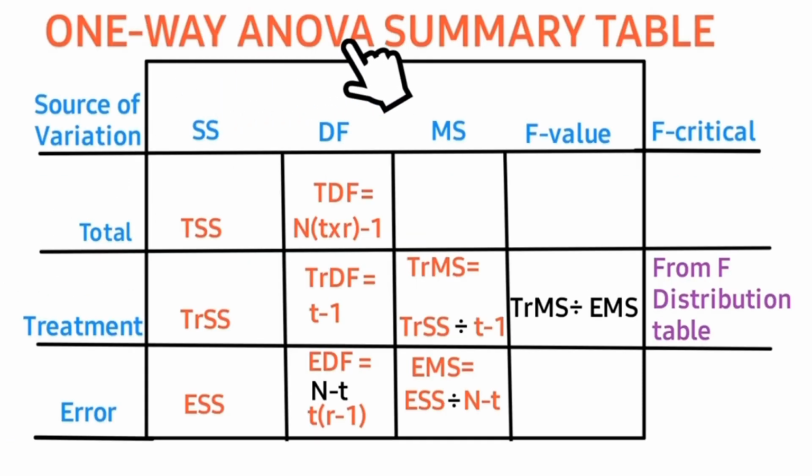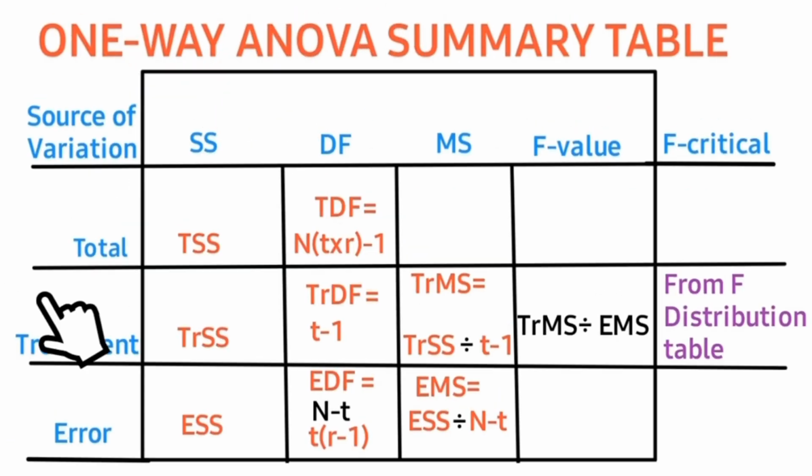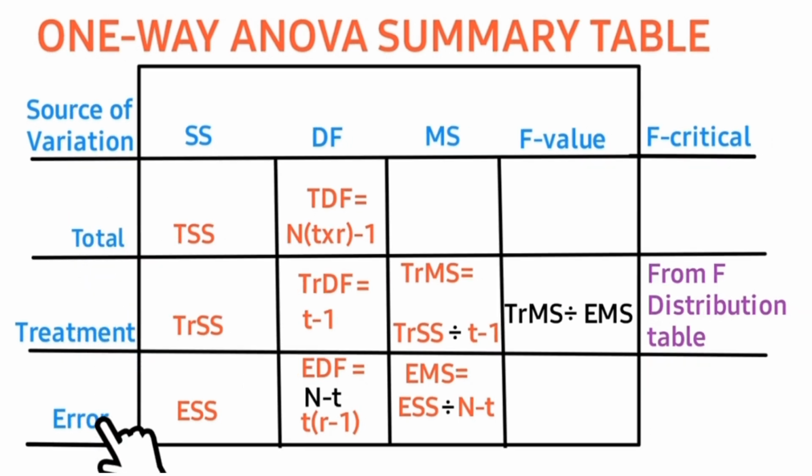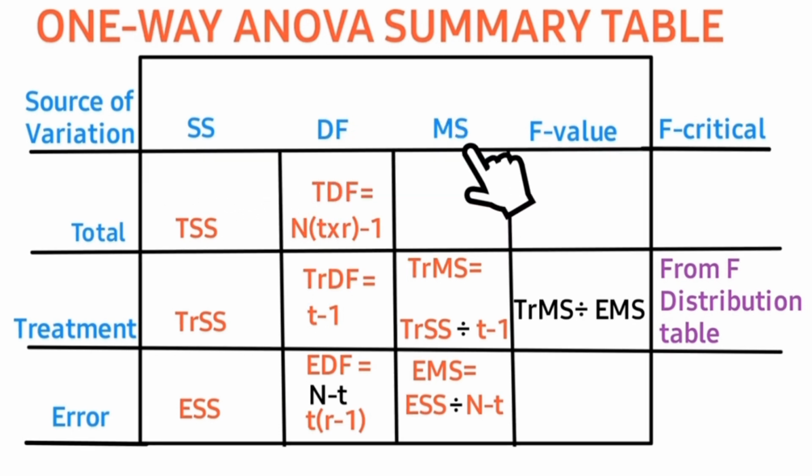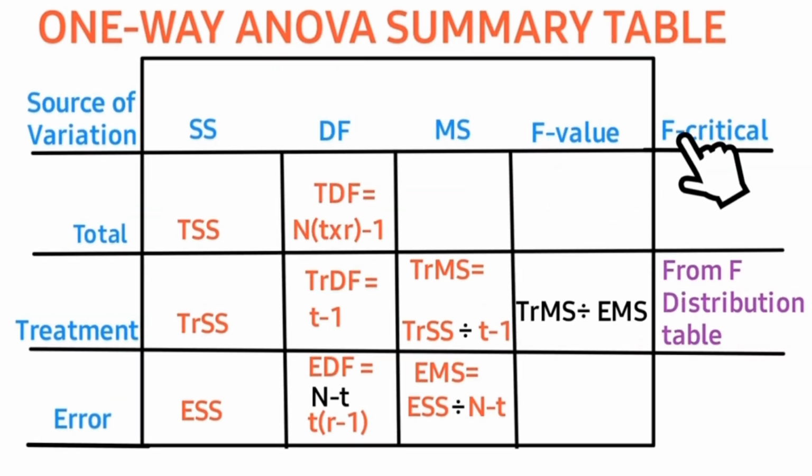The table here shows the summary table of one-way ANOVA, where we have various sources of variation. We have the total, treatment, and error. On this part, we have sum of squares, degrees of freedom, mean squares, F-value, and F-critical.